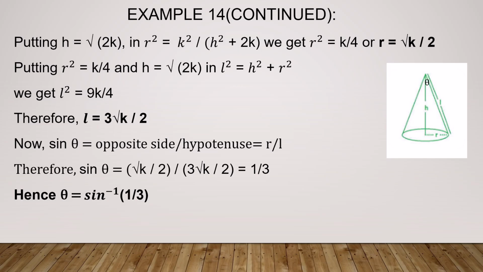Now just see the diagram over here. You want theta. What is sin theta? Sin theta is opposite side upon hypotenuse. The opposite side is r and the hypotenuse is L, so r upon L. r is root k by 2 and L is 3 root k by 2. So sin theta will be 1 upon 3. So theta will be sine inverse of 1 upon 3.